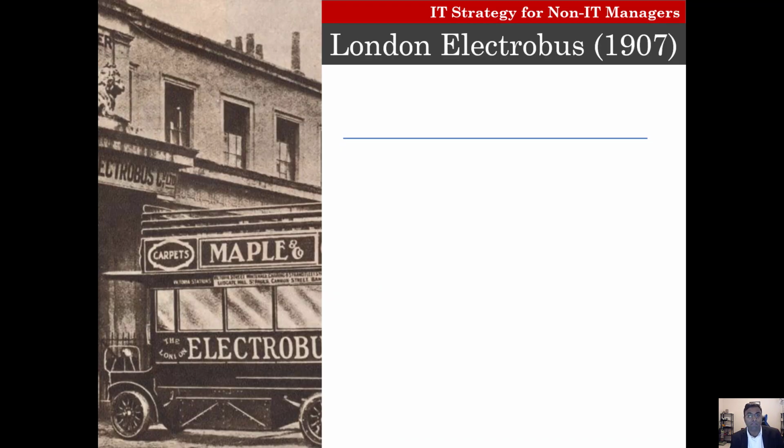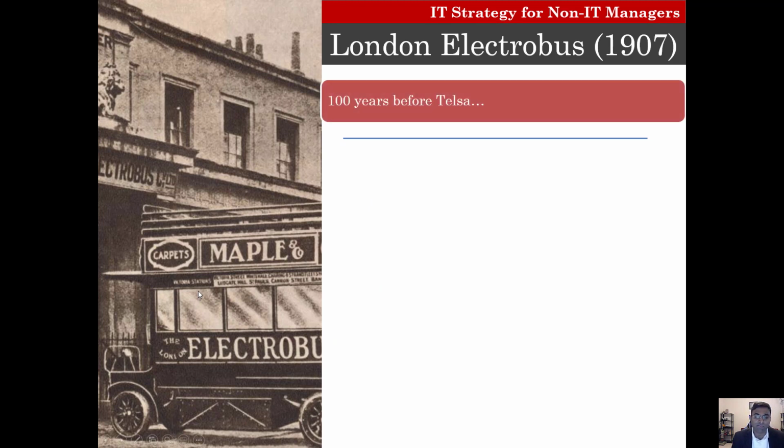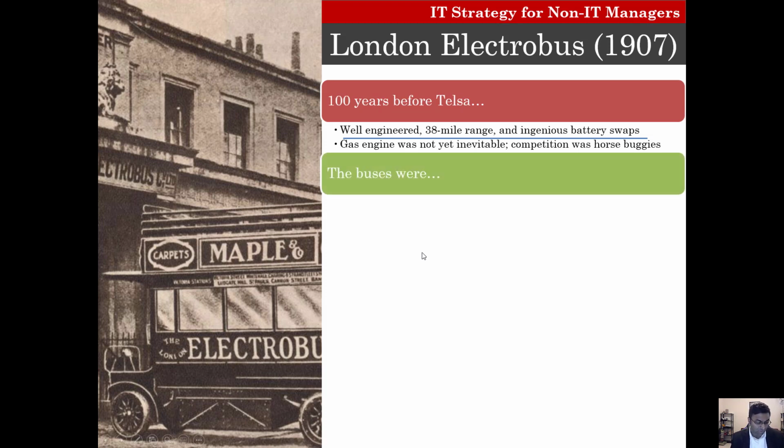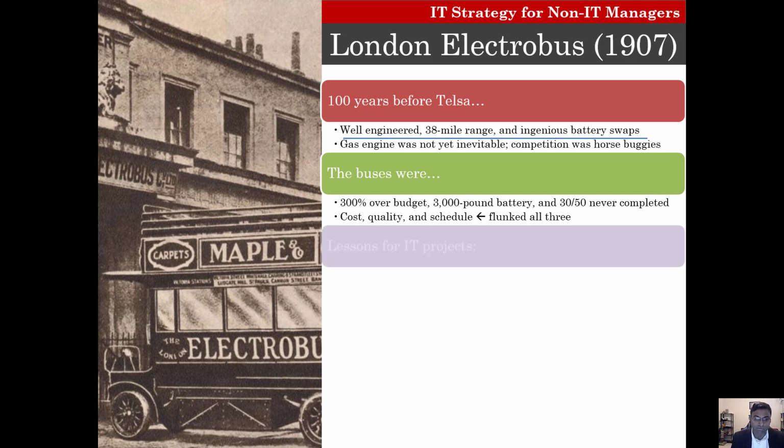Right? Here's another failed project. This is the London electric bus, 100 years before Tesla. It was well engineered, with a 38-mile range. They came up with battery swaps which allowed them to keep running all day. The gas engine was not yet inevitable. Competition for this was horse-drawn buggies. The buses were 300% over budget. The battery was 3,000 pounds. 30 of the 50 buses were never completed. Cost, quality, schedule, it flunked all three.